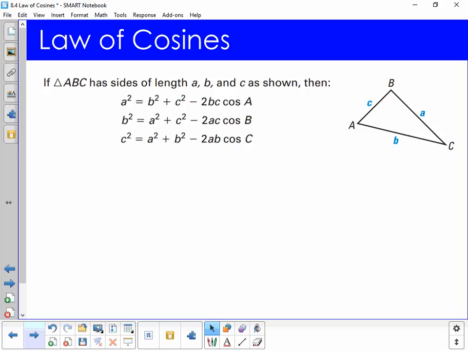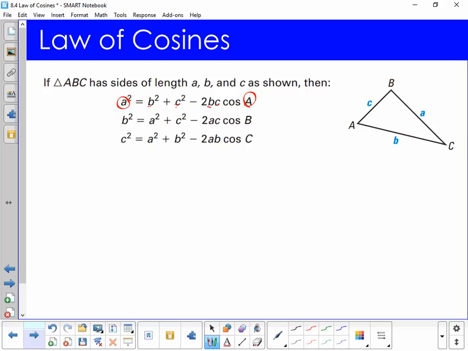If triangle ABC has sides of length a, b, and c as shown, where we're using triangle conventions, we have side b across from angle B and so forth. If that's true, then it will always be true that a squared is equal to b squared plus c squared minus 2bc cosine A. And then there are the two other versions of the formula. You might notice some patterns here. The side that is here is always the angle that we use, and the other two are in the other two positions.